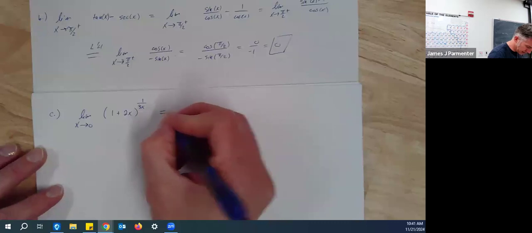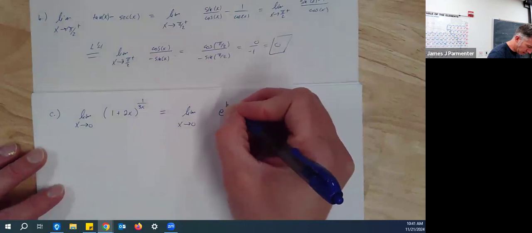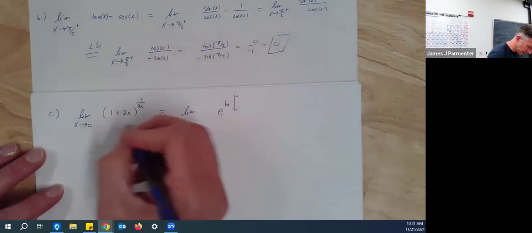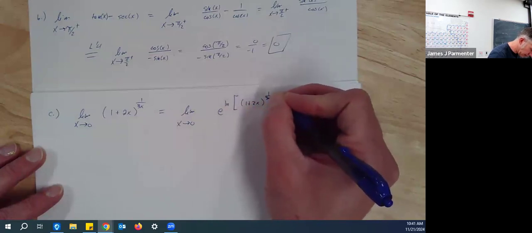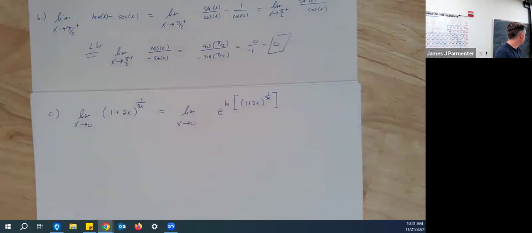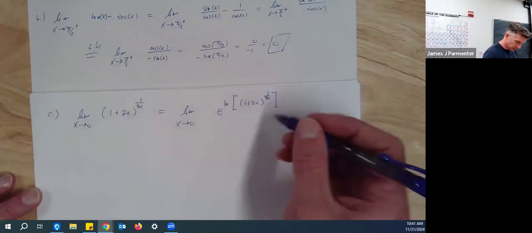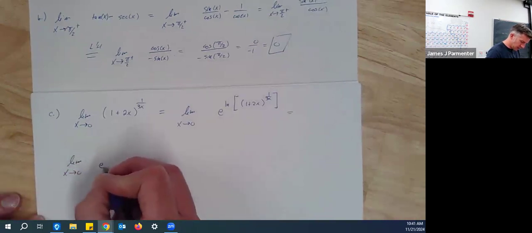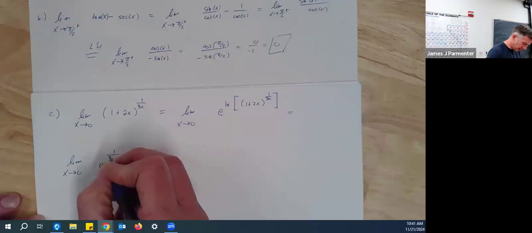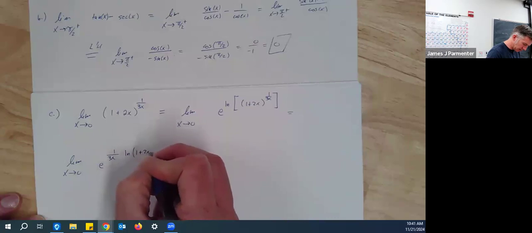So we're just going to rewrite this as the limit as x goes to 0 of e to the natural log of all of the stuff that's right there, our 1 plus 2x raised to the power of 1 over 3x. The whole reason for doing that is so that we can get this 1 over 3x as a power out of the power. So we're going to rewrite this as the limit as x goes to 0, e to the 1 over 3x times the natural log of 1 plus 2x.